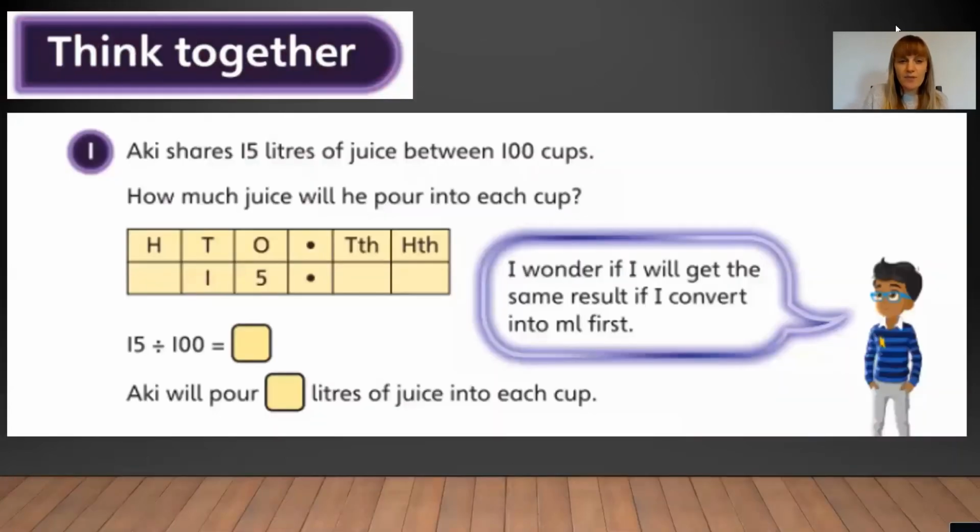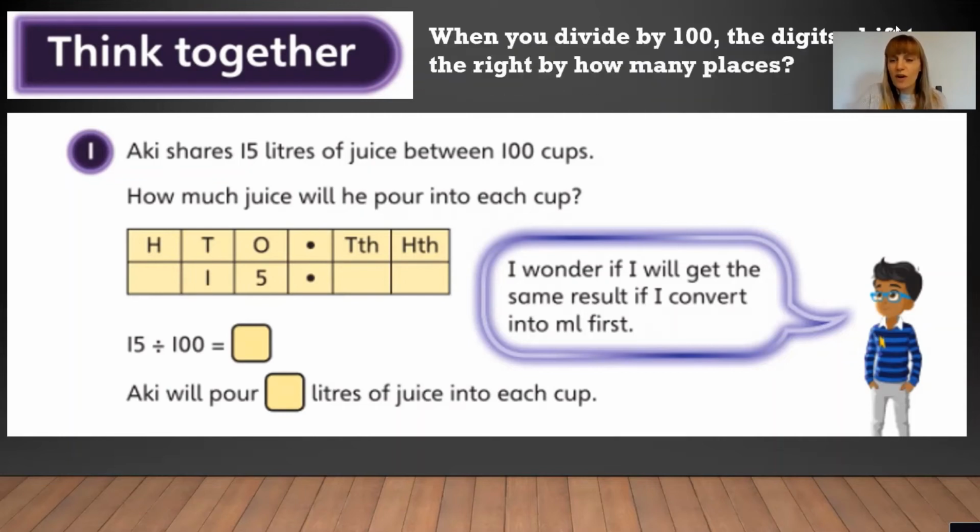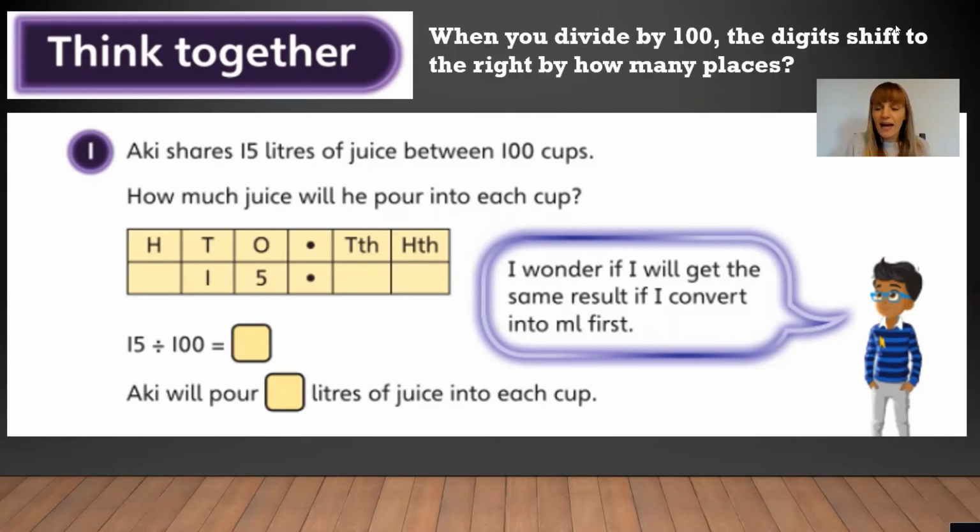Now, think together. This time, Aki has got 15 litres of juice and he's got 100 cups. So the calculation is 15 divided by 100. Now, first question is, when you divide by 100, how many places to the right do the digits shift this time? Remember my tip from yesterday, if it's divided by 100, it's got 2 zeros. That means it's shifting 2 places and we're dividing. So again, we're going smaller.